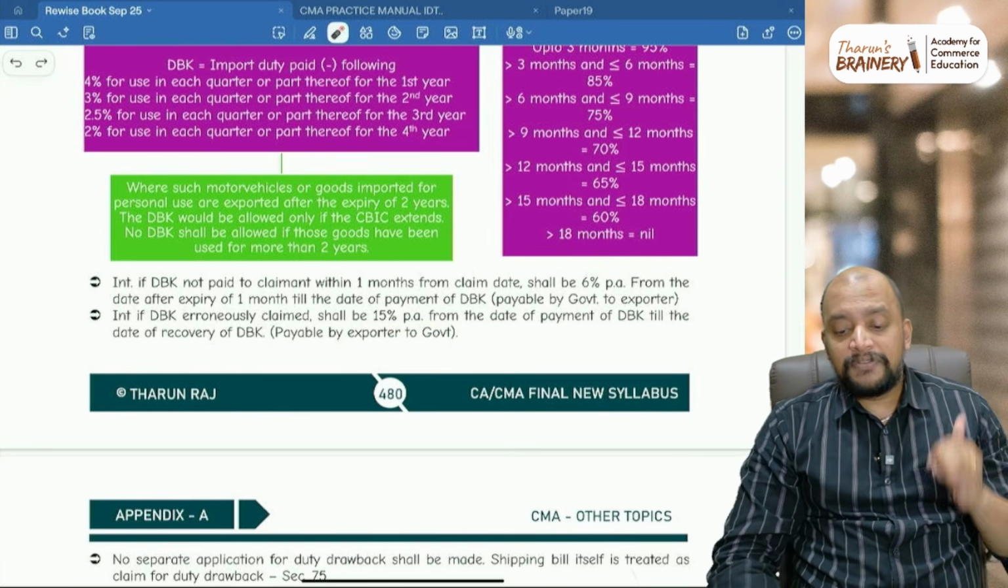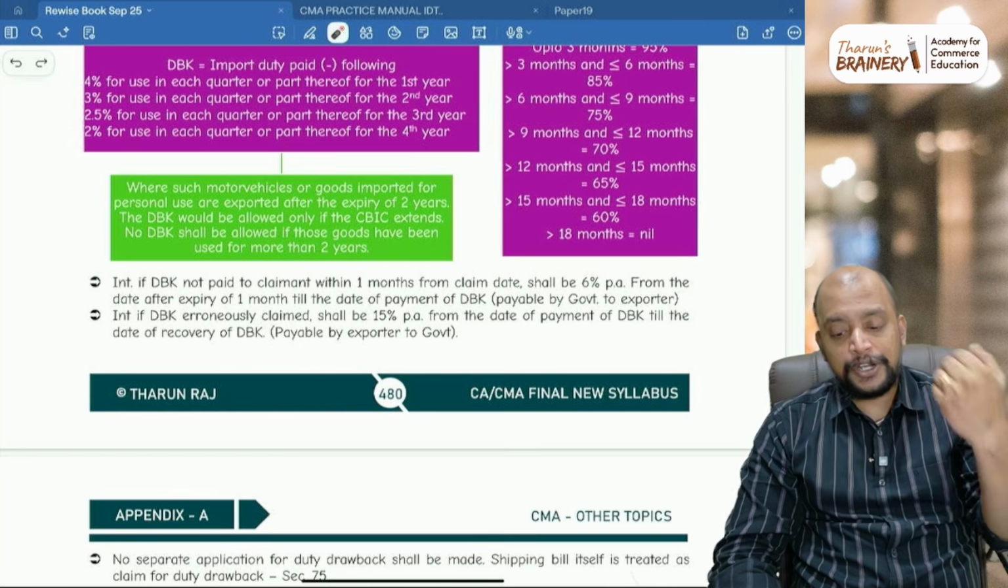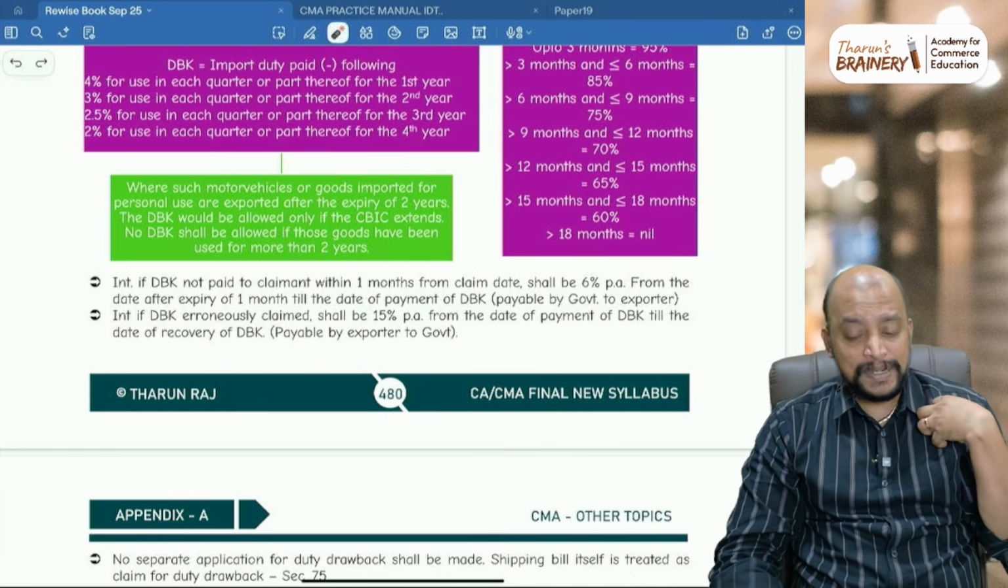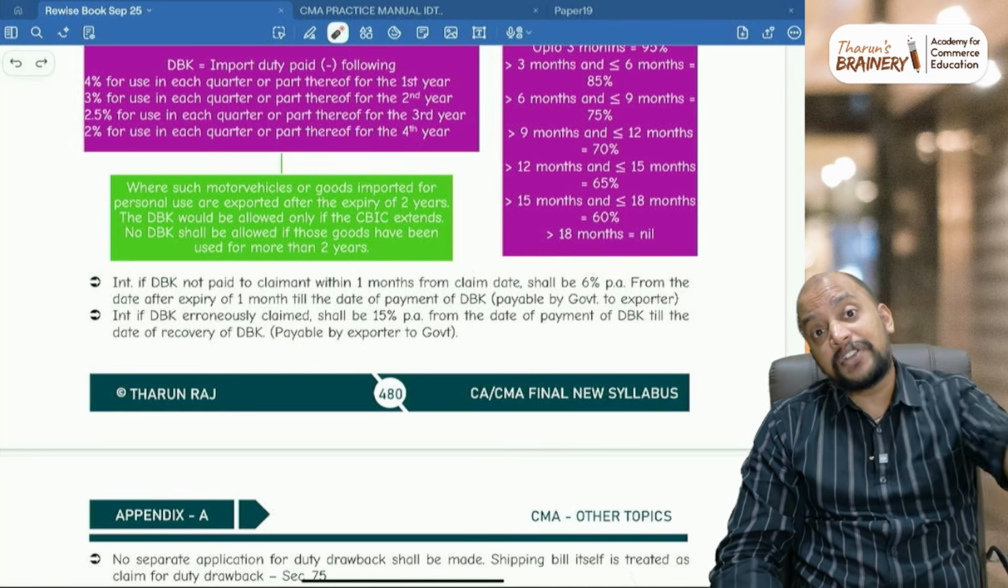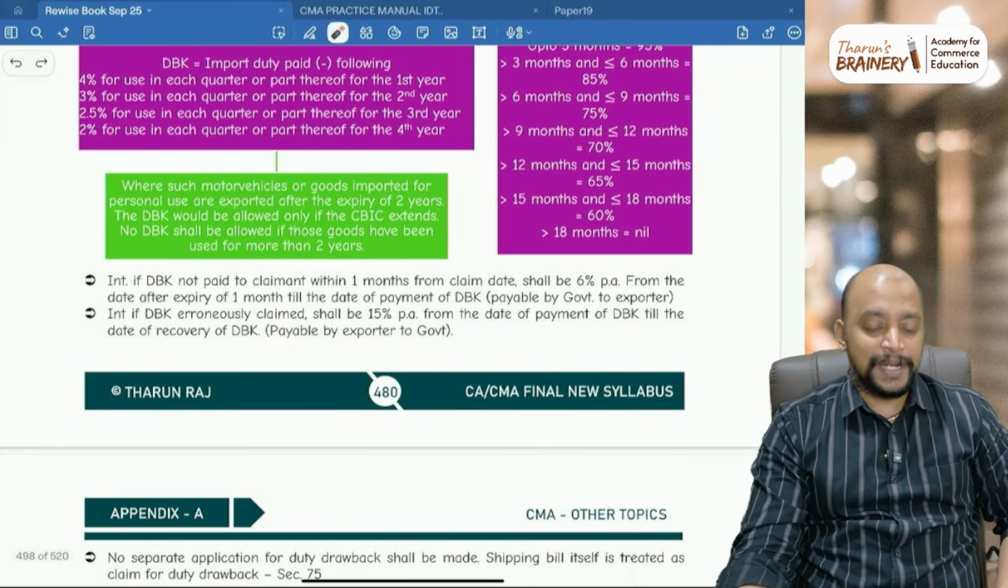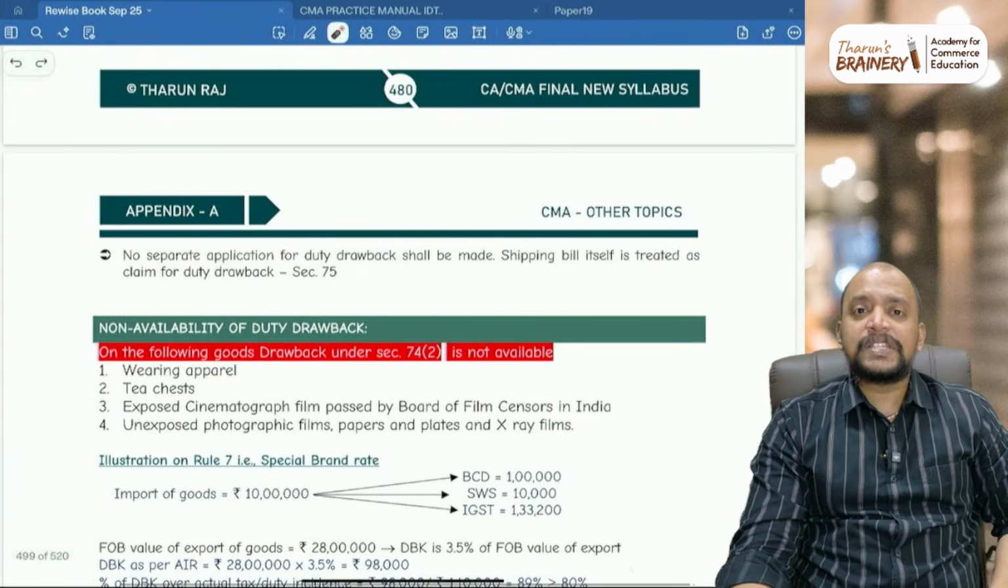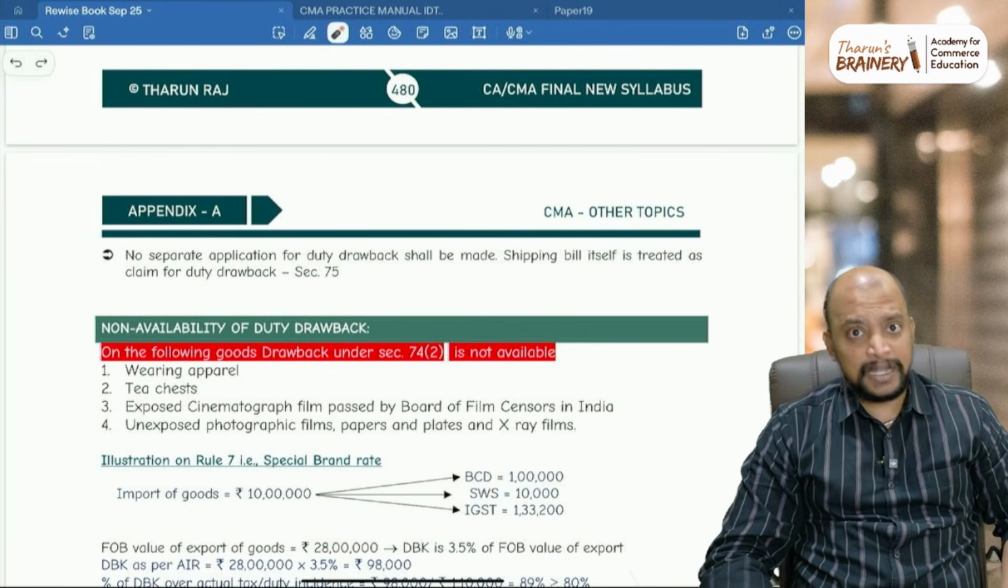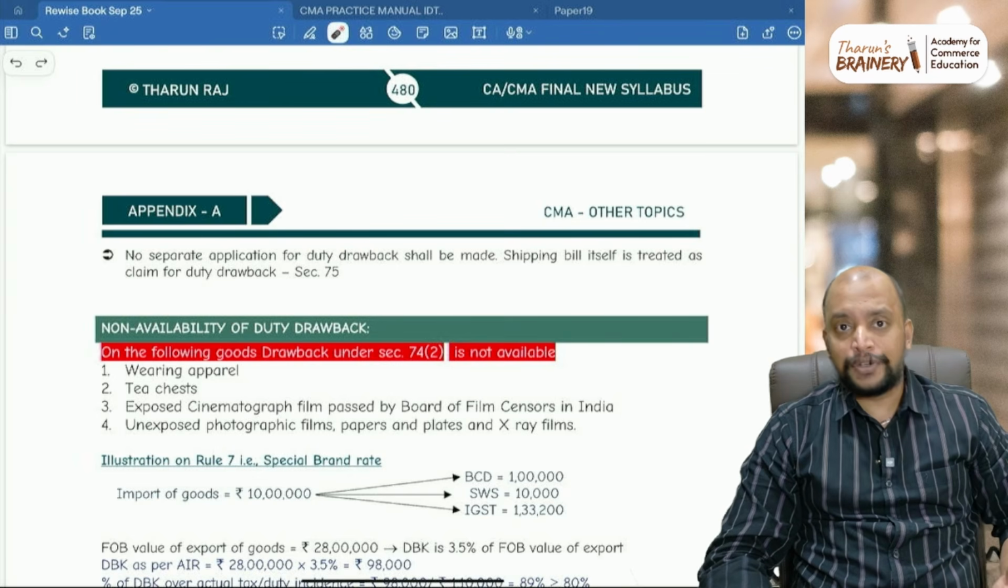From which date? From the date of payment of duty drawback to the person till the date of recovery of duty drawback. So this is payable by exporter to government. And for 75, there is no separate application for duty drawback. The shipping bill itself will be taken as the application for duty drawback.